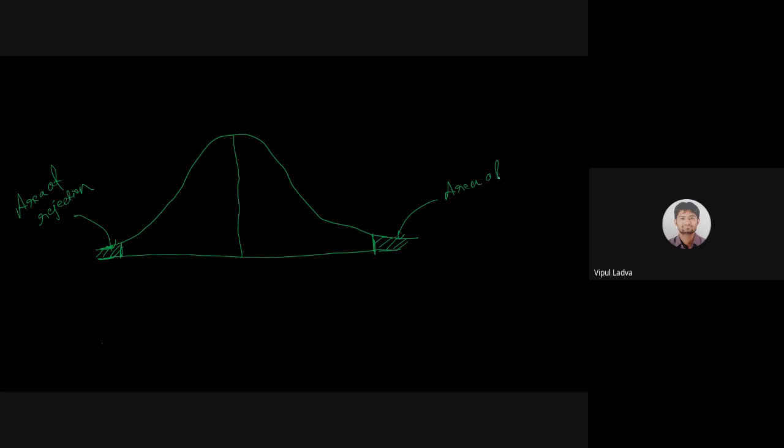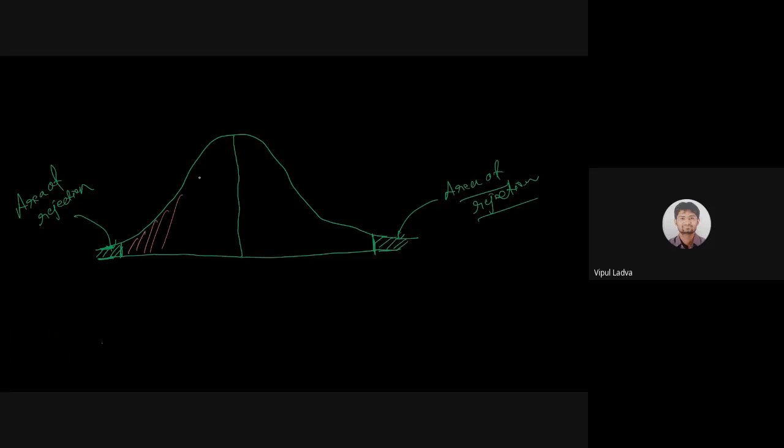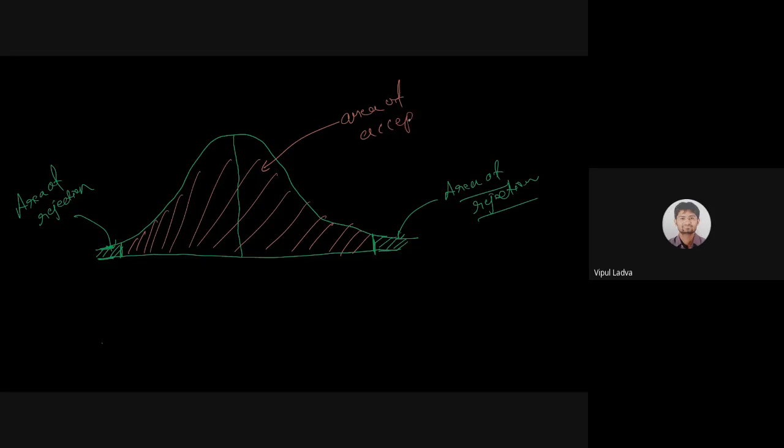Why we are having area of rejection on both the side? Because now we are dealing with two tail test. And all the rest of the part will be known as my area of acceptance. Now, here, once again, we'll be interested in identifying that value from where the area of rejection and acceptance differ. So this will be known as Z alpha.